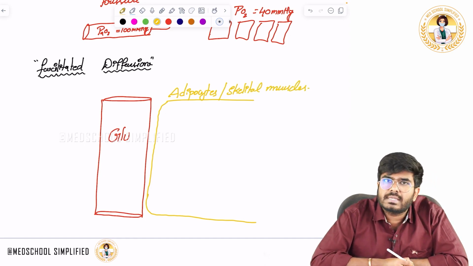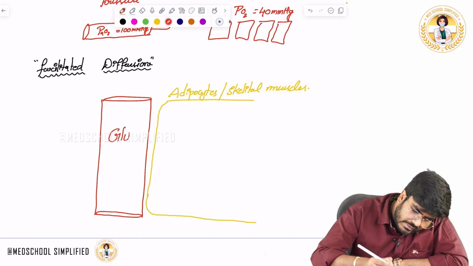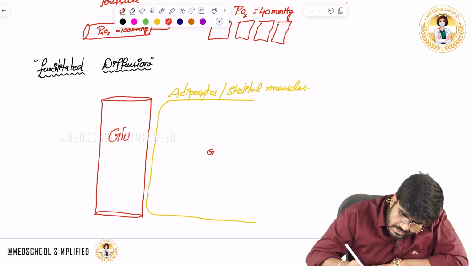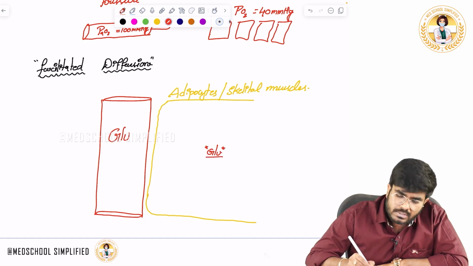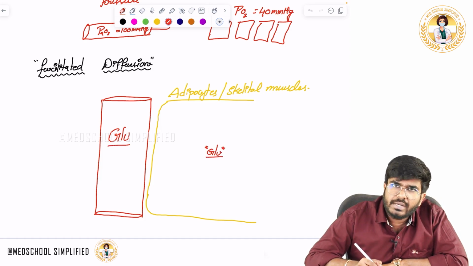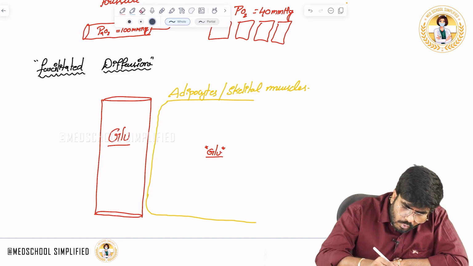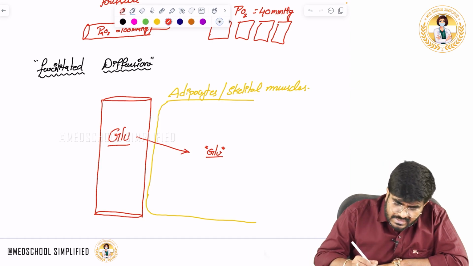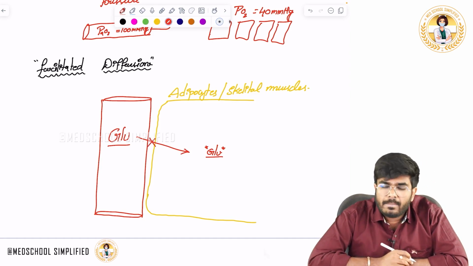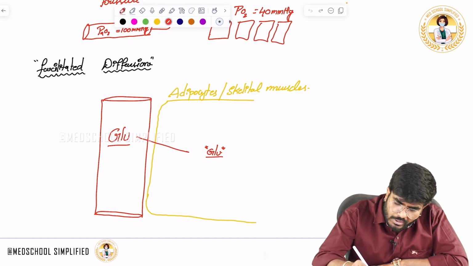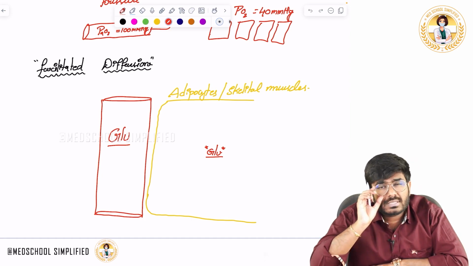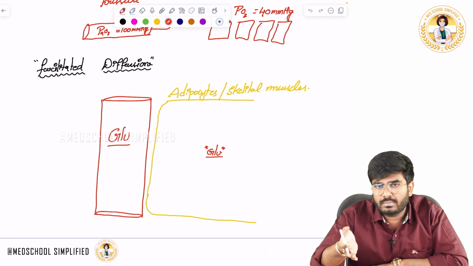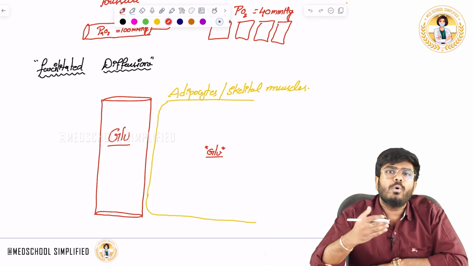Okay, adipocytes and skeletal muscles. Here in these cells, the glucose levels are kept low. So glucose has a concentration gradient, and it can move from high concentration to low concentration. But is that happening? No, it's not happening. Because glucose is such a big molecule, it cannot cross the cell membrane. It cannot enter into the cell. Of course, the gradient is there, but it cannot go.